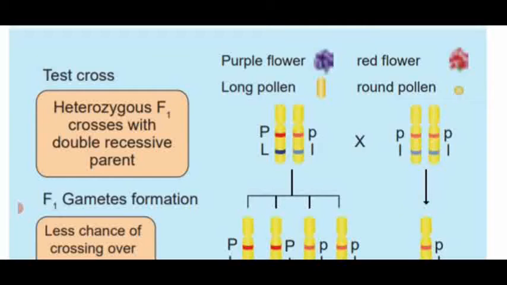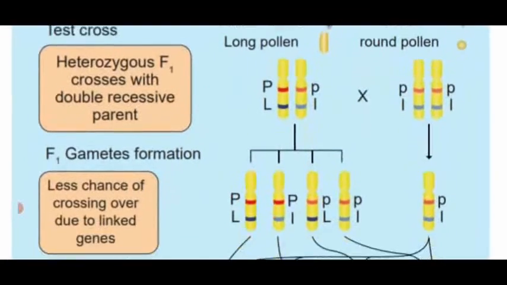That cross is said to be, what is that one? Test cross. That is what is given at the top of the box column: test cross of the F1 hybrid with the recessive homozygous parent. The F1 hybrid is the heterozygous parent, crossed with the homozygous recessive parent.